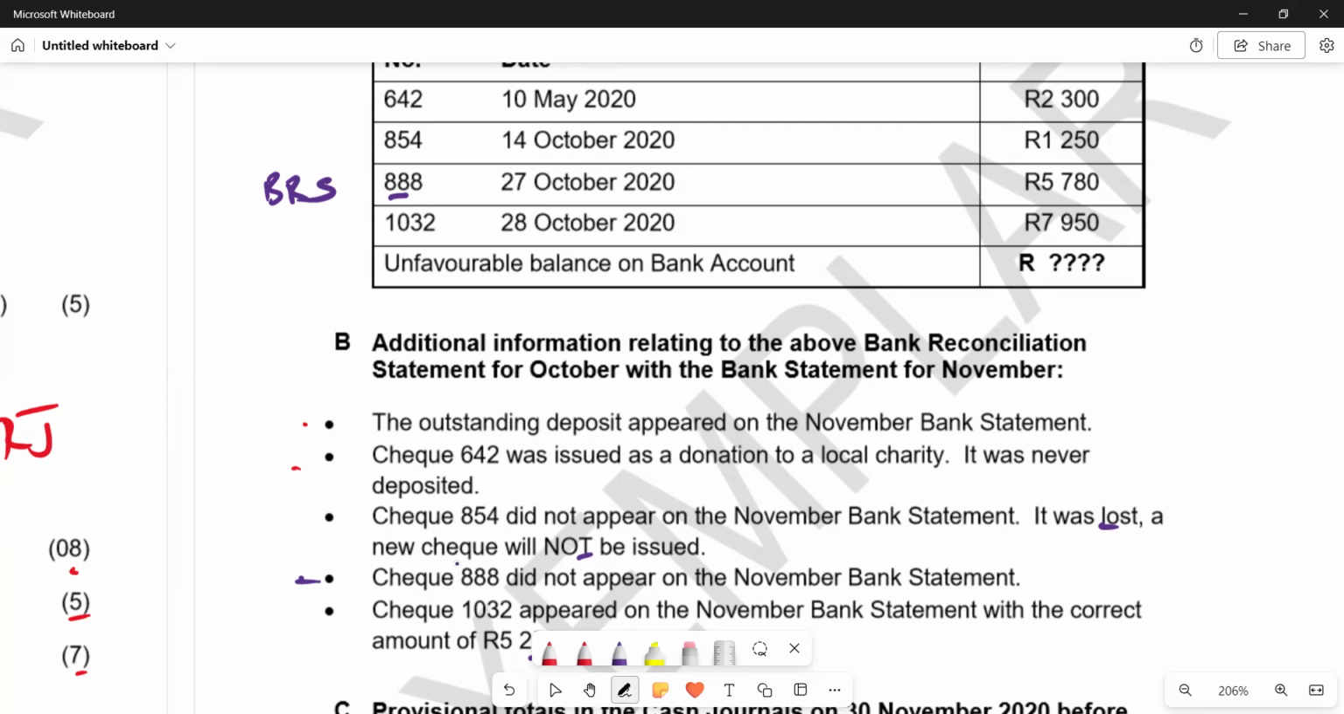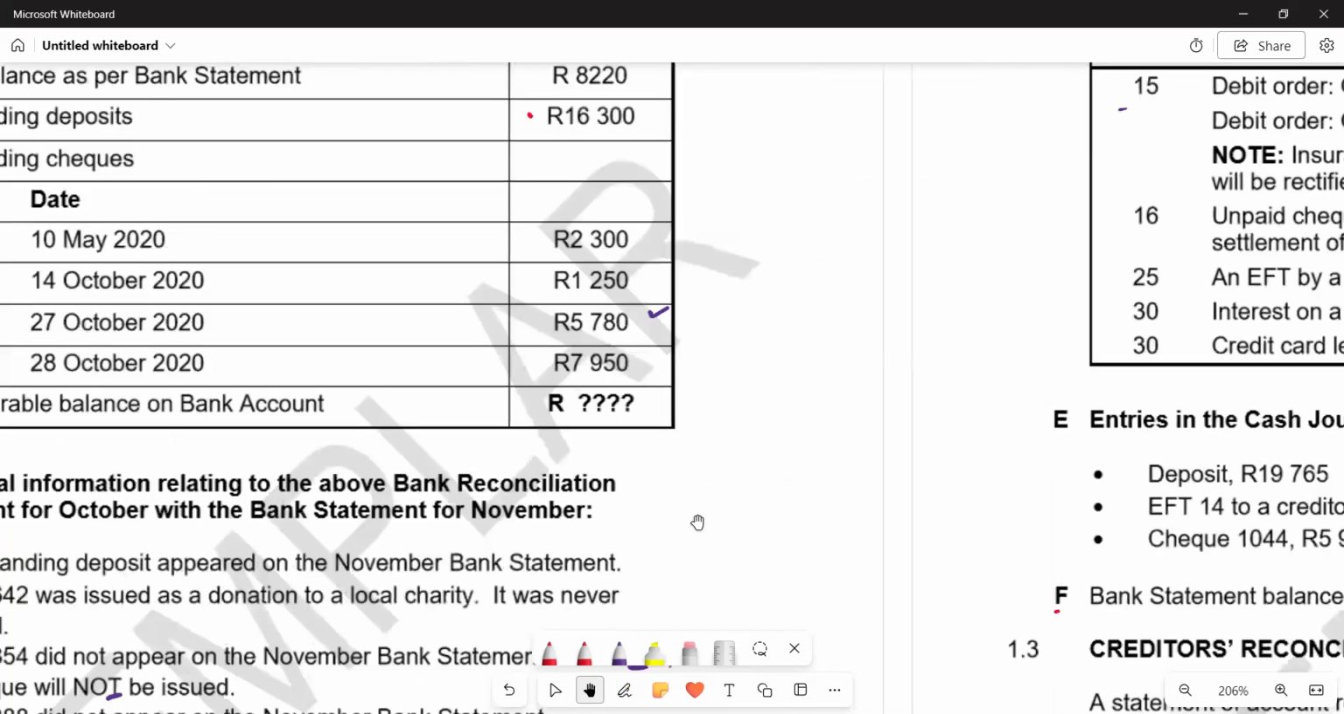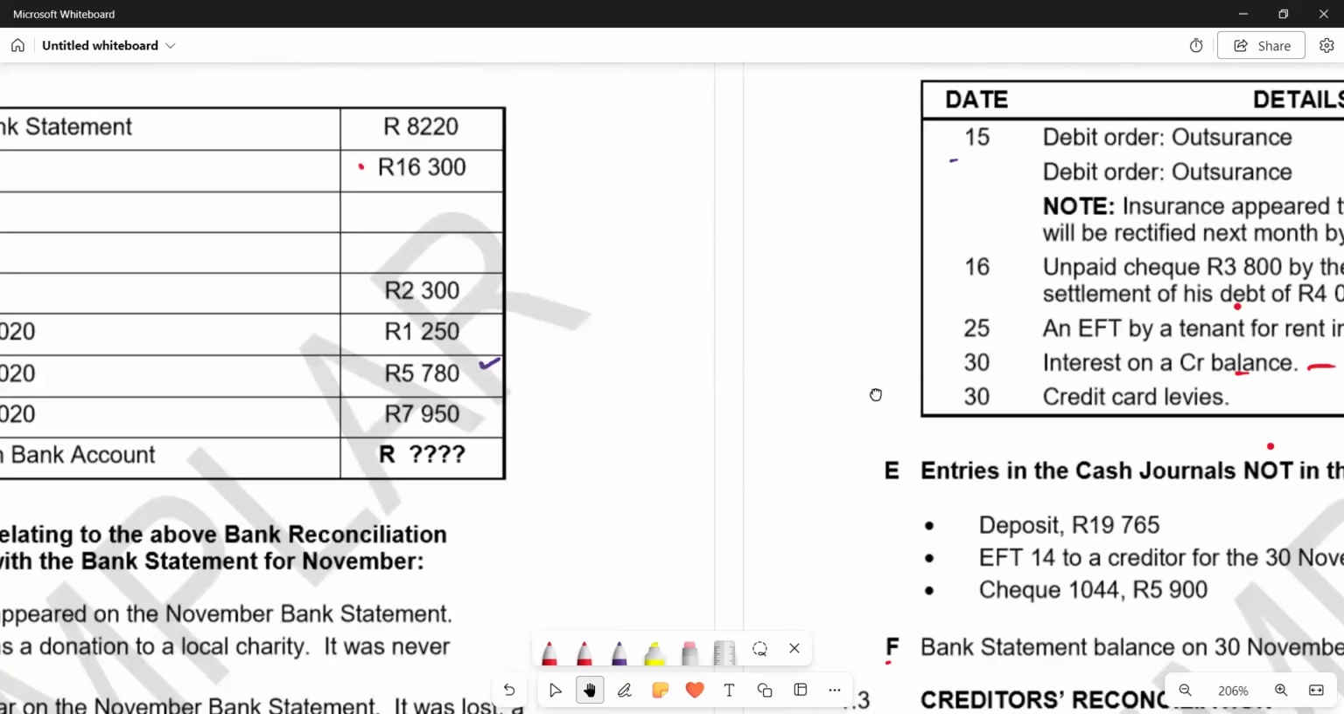So we've got 888, and whenever it's a check, you know that it's under the cash payments journal, and it also has to go to the debit side of the bank statement. So you need to put it as an outstanding check of 888, which is 5,780. And also remember, we are supposed to start with the outstanding deposit. So we go to the next information so that we can put the outstanding deposit first, and all the outstanding checks we can group together.